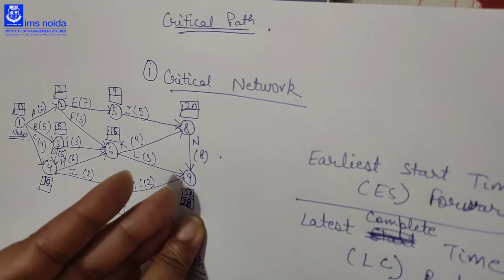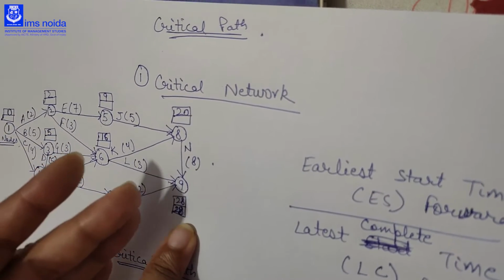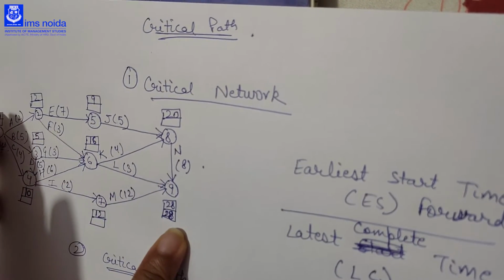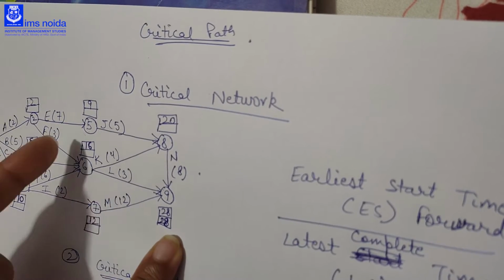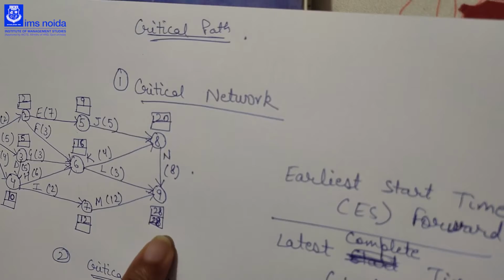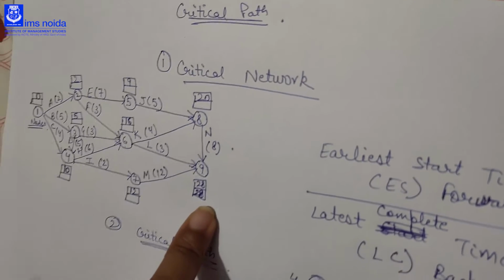Here we have to move from the end node to the first node. Now moving backward to the front, we will subtract the duration and we take the minimum duration. Let's see in the further question, you will understand then.